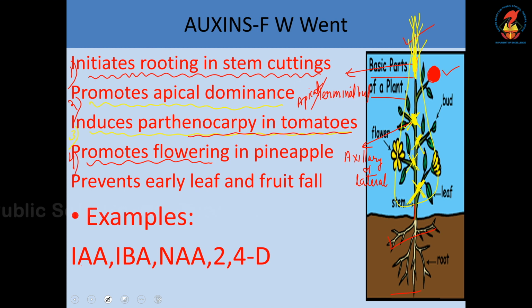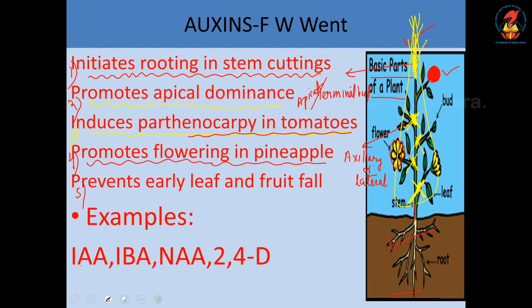Next, fourth point, auxin promotes flowering in pineapple. Look at the plant I selected. I selected a plant which bears yellow flowers, so that you will remember which fruit it induces flowering in. It is a pineapple. Yes, of course, there are some other fruits which are yellow in color, but here you should remember it's pineapple. It promotes flowering in pineapple. So, let this be the pineapple flower.